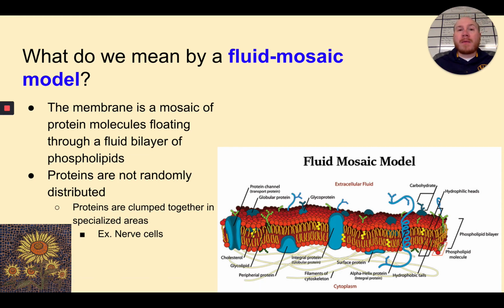The fluid mosaic model is the cell membrane as a bunch of small pieces put together to make a much bigger picture. The proteins aren't just randomly distributed. They're clumped together in specialized areas for what that area of the cell membrane needs to do. You might be an area that moves salts in and out of the cell, or perhaps you're part of a white blood cell that specifically works at engulfing a food particle or an invader. So when we look at the proteins, they're not just random. They're fairly well organized.